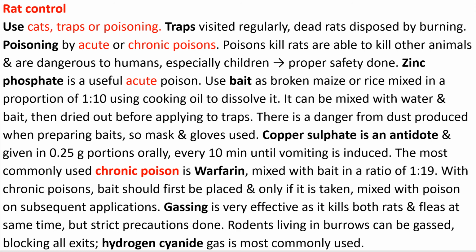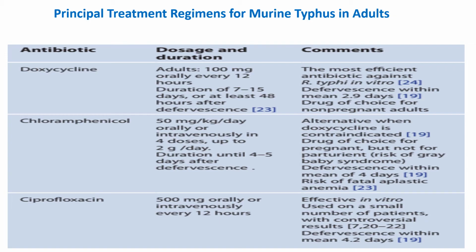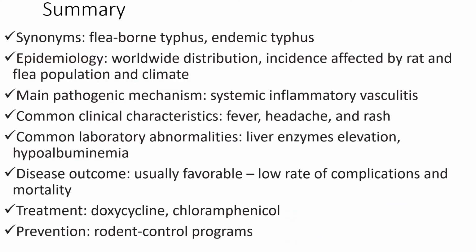This is the slide for rat control again. Please print it, study it, and use it. Principal treatment regimen for murine typhus: doxycycline, chloramphenicol, and ciprofloxacin. Please print and use this table.